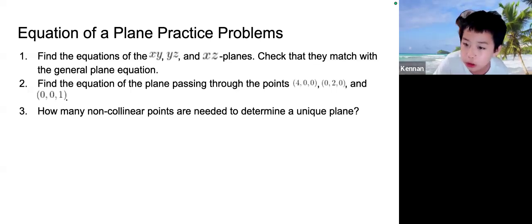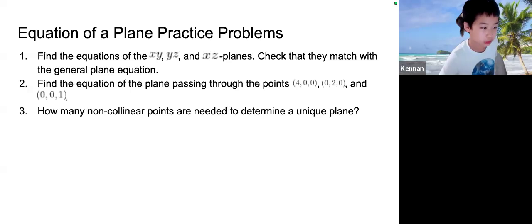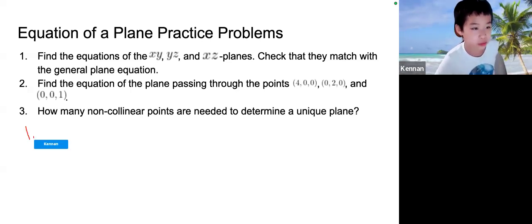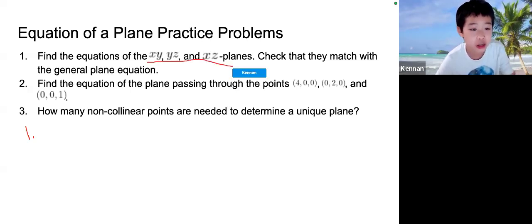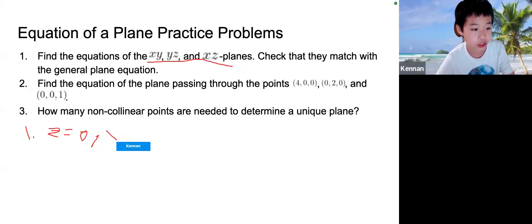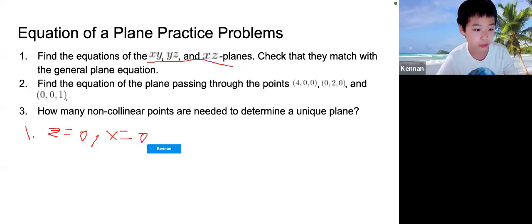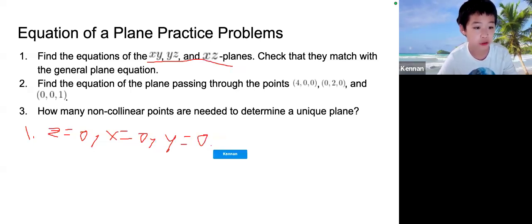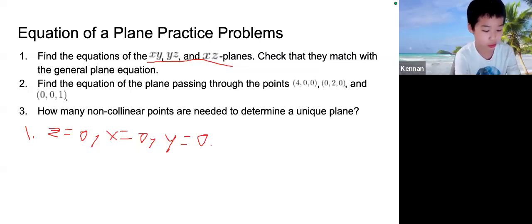I guess there are no answers, so I'll just start talking about this one. The first one: look at this. We have the xy, yz, and xz planes. Note the xy plane is just z = 0. The yz plane is x = 0. The xz plane is y = 0. And then for the general plane equation, wait.